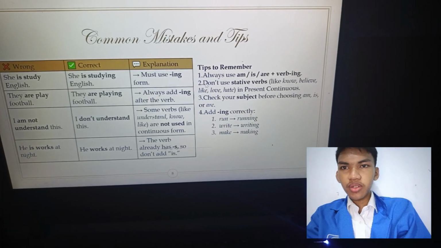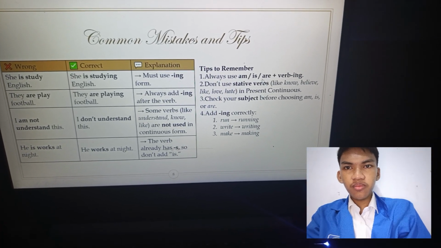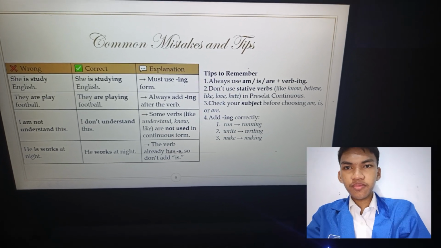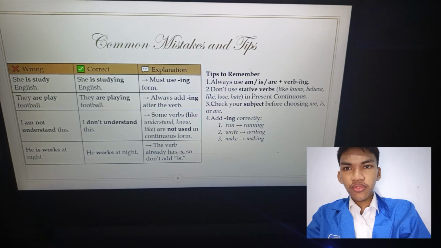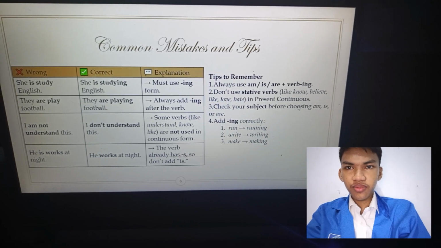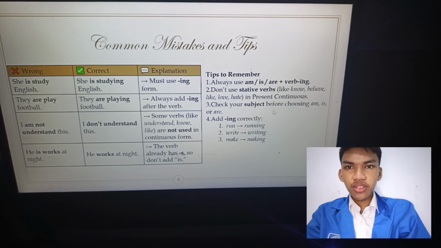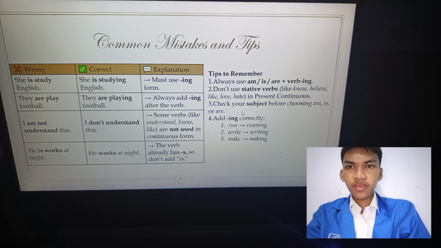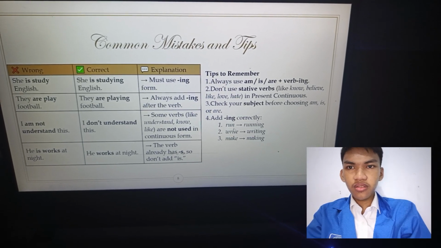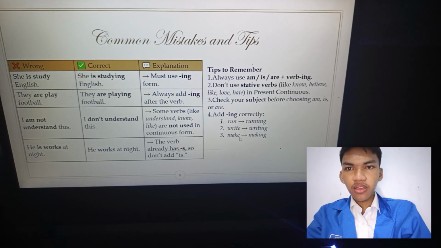Tips to remember. First, always use am, is, are plus verb-ing. Second, don't use stative verbs like know, believe, like, love, and hate in the present continuous. Third, check your subject before choosing am, is, are. Fourth, add ing correctly, like run, running, write, writing, make, making.